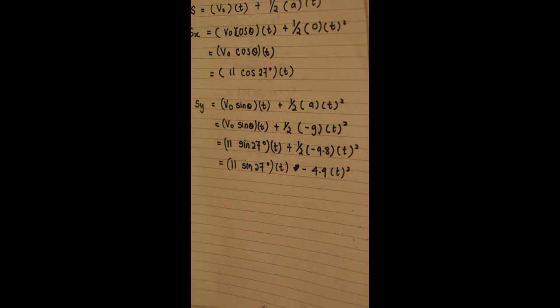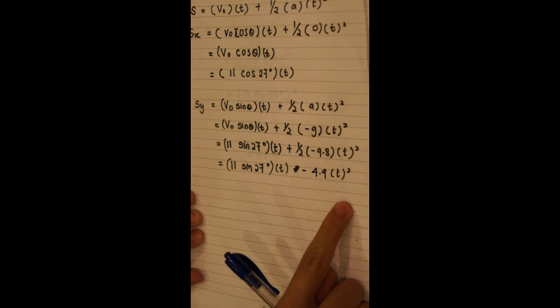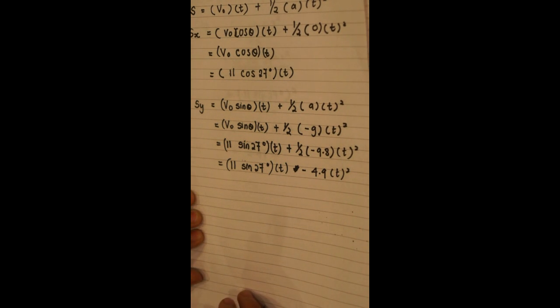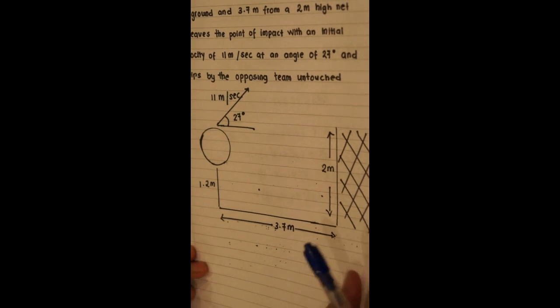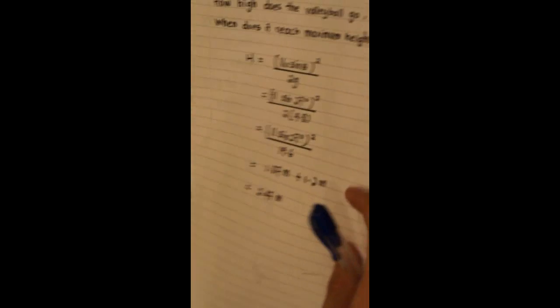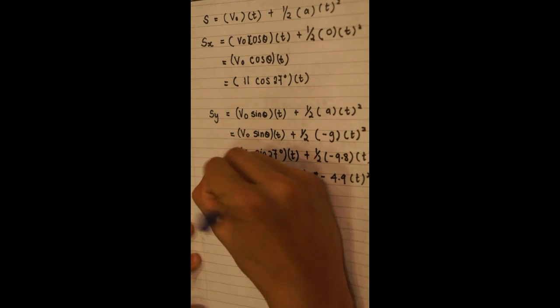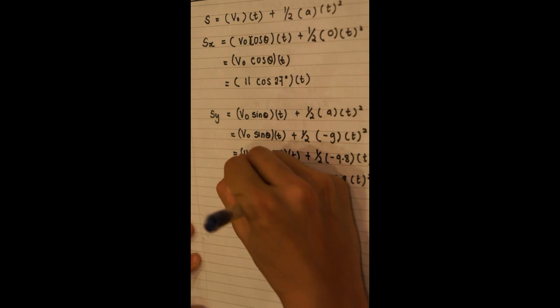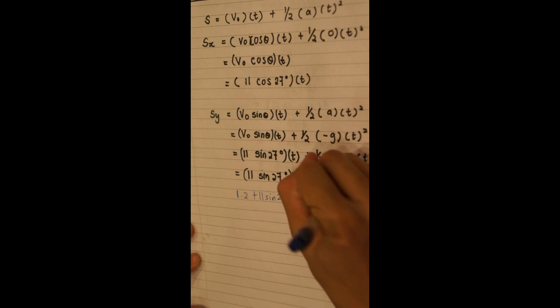Sorry, I didn't realize this, but in the first part of the question, we got it wrong. We got up to 11 sine 27 T minus 4.9 T squared. This is all correct. But since the volleyball is 1.2 meters above the ground, we have to add that into the vector equation. So basically, it'll just become 1.2 plus 11 sine 27 degrees T minus 4.9 T squared.